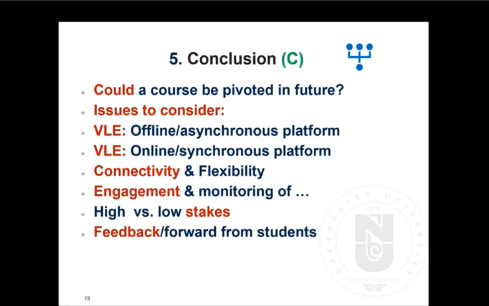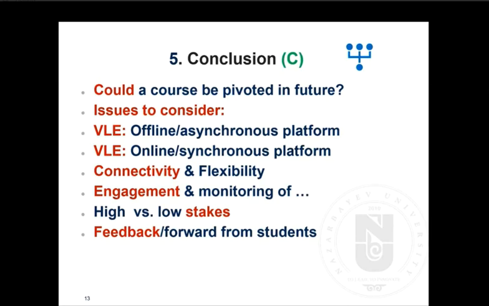Again, we've still got issues of engagement and monitoring. If students say, I can't connect, I've got a problem, how do we monitor the engagement? I think we've also got issues of high and low stakes. EAP tends to be lower stakes than the content courses, but they still have to complete them. That's connected to engagement. If it's low stakes, maybe they don't engage as much.